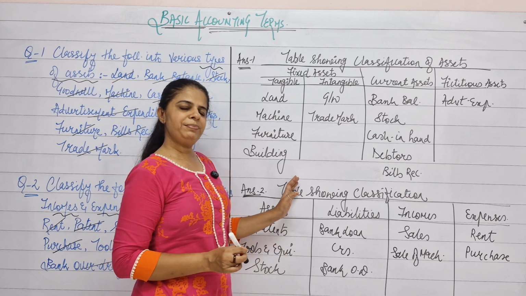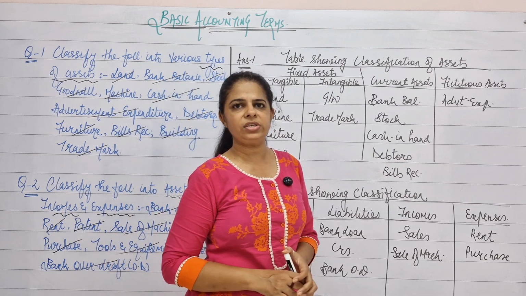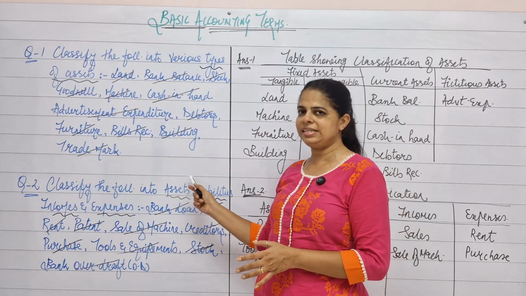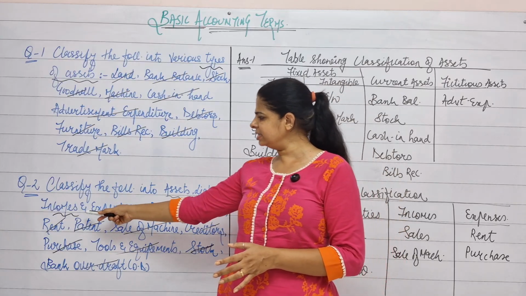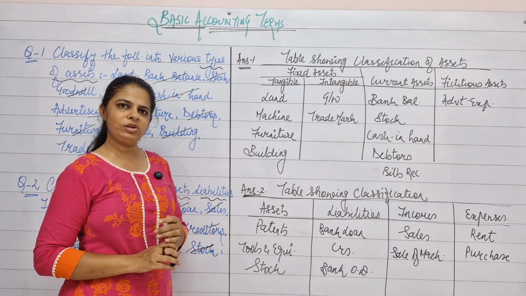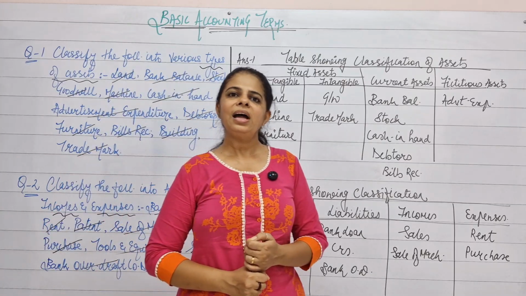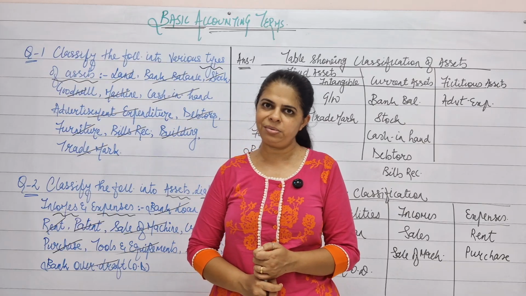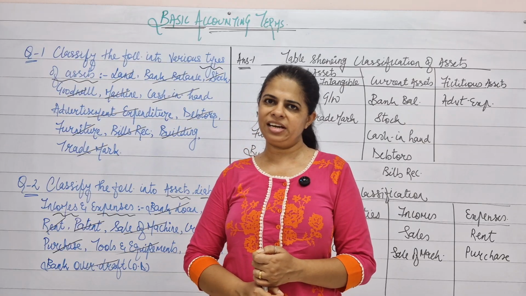So again, by preparing the table of classification, you can classify all these items into 4 things asked: assets, liabilities, incomes and expenses, and you will be able to get full marks out of this. So I hope whatever we have discussed in this series of basic accounting terms is very much clear to you.